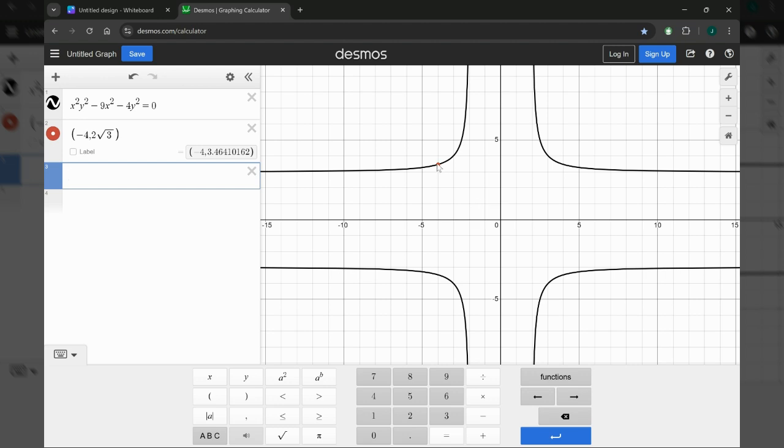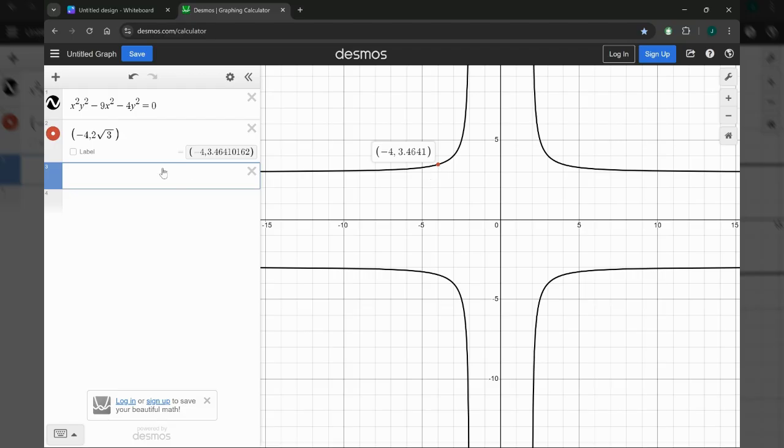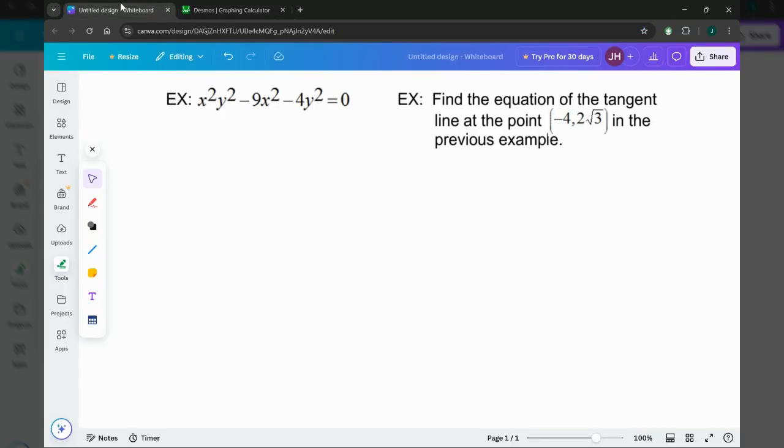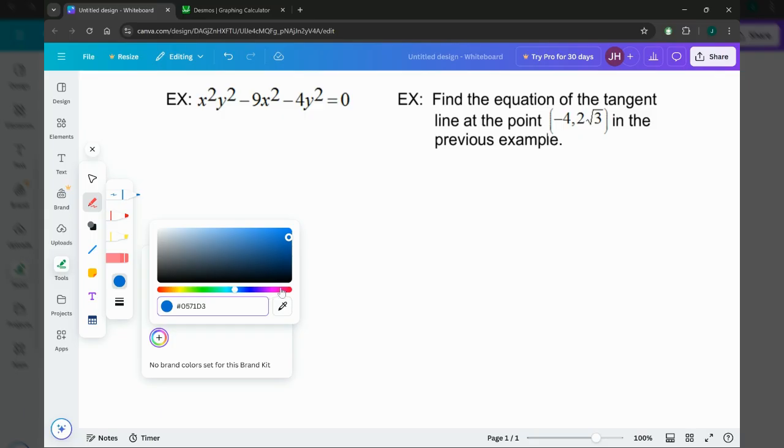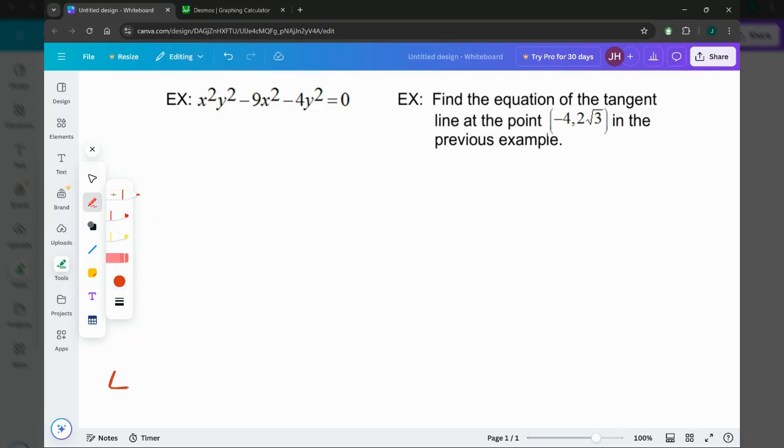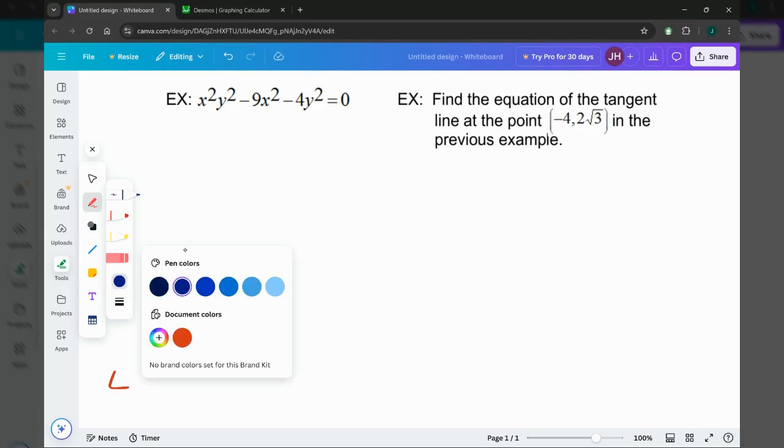There is a coordinate on this graph right there at (-4, 2 radical 3). What we're going to do is find the slope of the tangent line at that point, write the equation of the tangent line at that point, and also talk about what the normal to the curve would be. So first of all, I've got to find the derivative here. The derivative is going to involve implicit differentiation, and it's also going to involve basically a product rule.